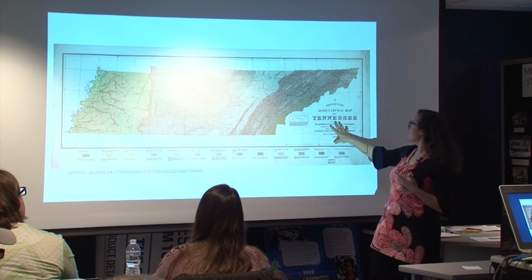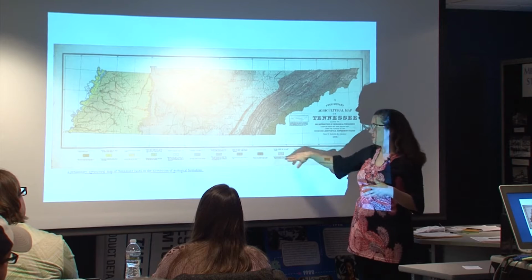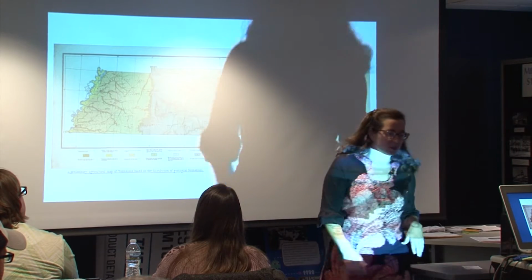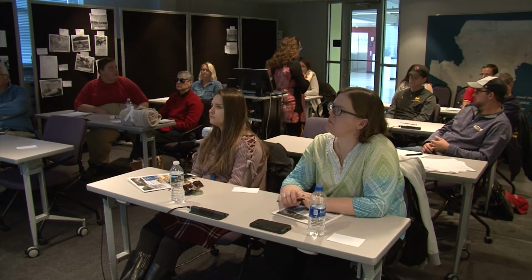Okay, now this is an agricultural map, obviously, looking at topography, and you can actually read the key and see what all these different colors mean. But why would it be important to have this topography for building a city like this?